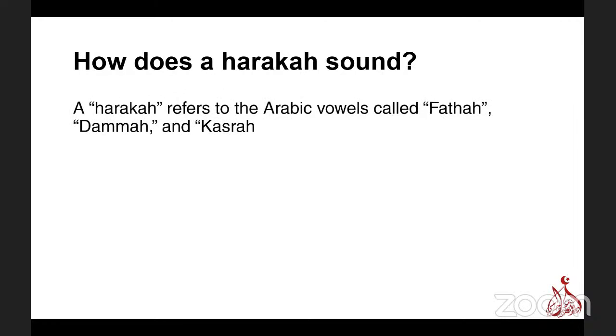A harakah refers to the Arabic vowels, the fatha, dhamma, and the kasra, the a, u, and e sound. In English, we have lots of vowels, a, e, i, o, u, and sometimes y, right? They're all the vowels. In Arabic, those same a, e, i, o, u sounds are in the form of fatha, dhamma, and kasra.